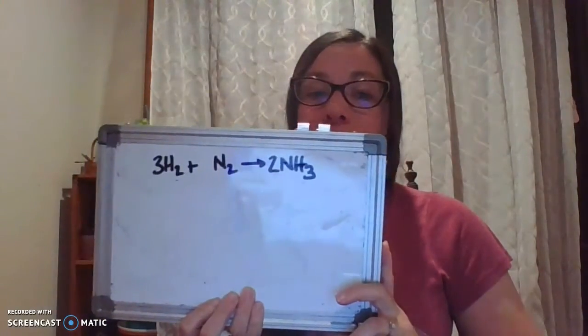Here's my balanced equation. It says, suppose we have a 12.2 liter sample containing 0.5 moles of hydrogen gas at 1 atmosphere and 25.5 degrees Celsius. If all of this hydrogen is converted to ammonia at the same temperature and pressure, what would the volume of the ammonia be?